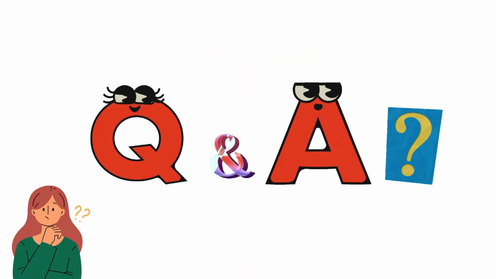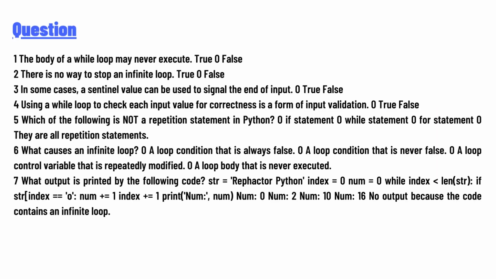Our today's question is: the body of a while loop may never execute, true or false. Second, there is no way to stop an infinite loop, true or false. Third, in some cases a sentinel value can be used to signal the end of input, true or false. Fourth, using a while loop to check each input value for correctness is a form of input validation, true or false.